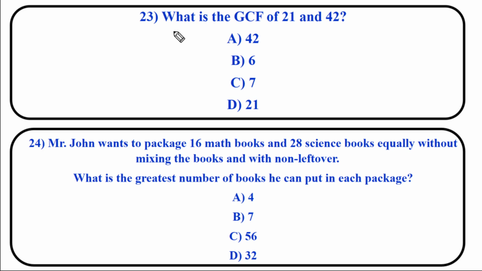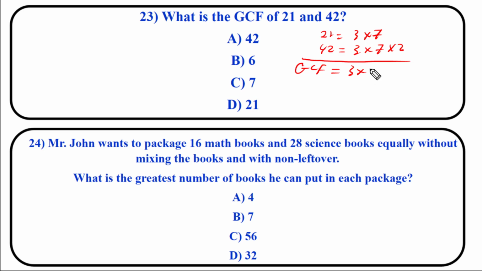Number 23, what's the greatest common factor of 21 and 42? In the same way, we can write 21 as 3 times 7. 42, we can write as 6 times 7, but 6 is not a prime number. We can write it as 2 times 3. Now we have 3 times 7 times 2. Now we can find the GCF easily. Just bring down the common factors. We have 3 times 7 equals what, guys? Equals 21.